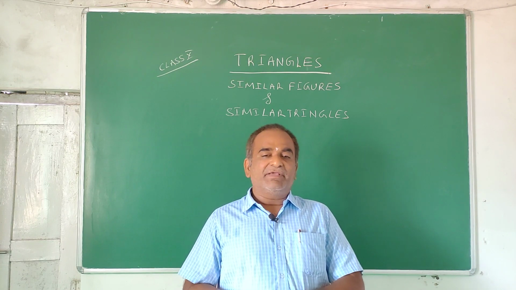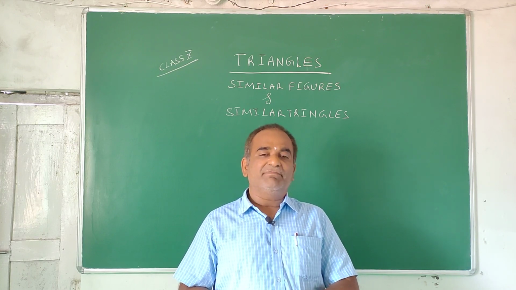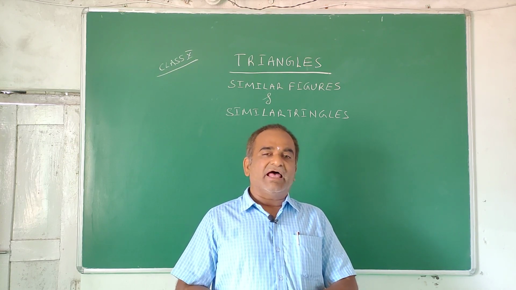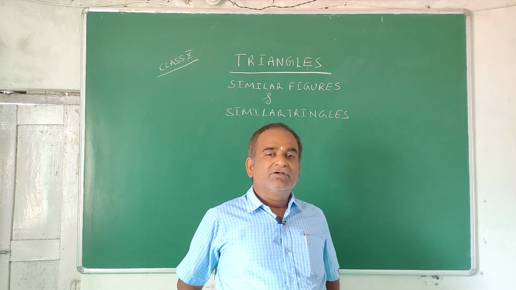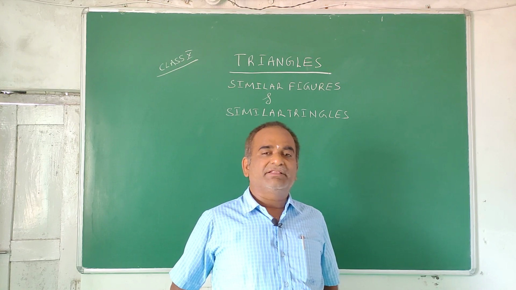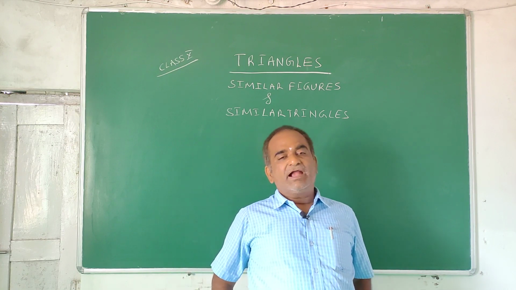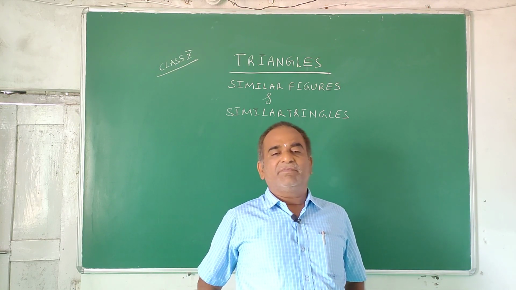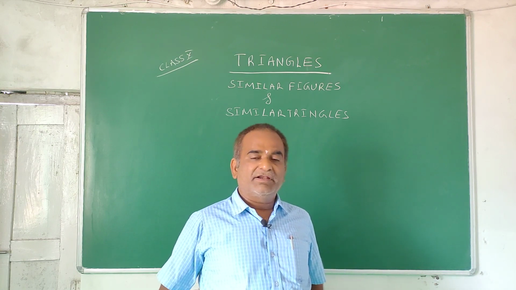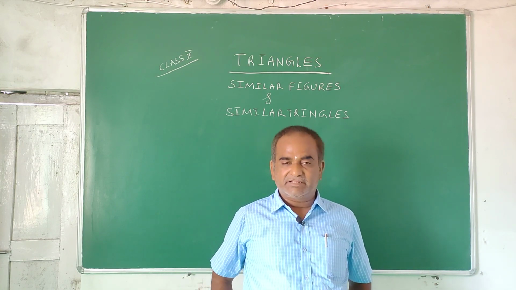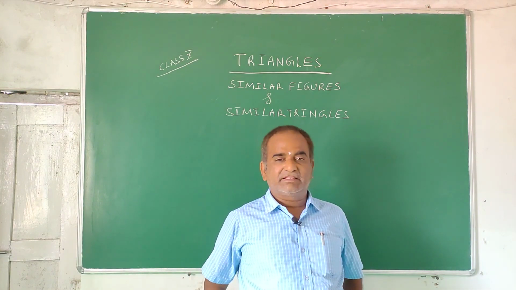Two geometrical figures are said to be congruent if they are same in shape and same in size. So if two geometrical figures are the same in shape and same in size, they are said to be congruent figures. And you have learned what we mean by congruent triangles, and various criteria for congruent triangles, in early standards. Now, what do you mean by similar figures?